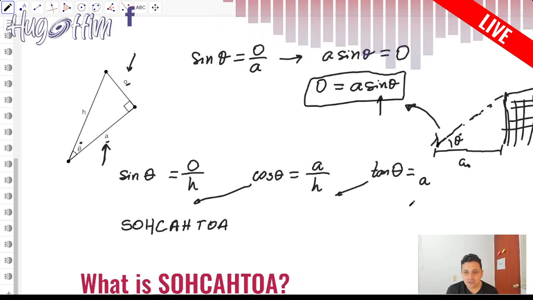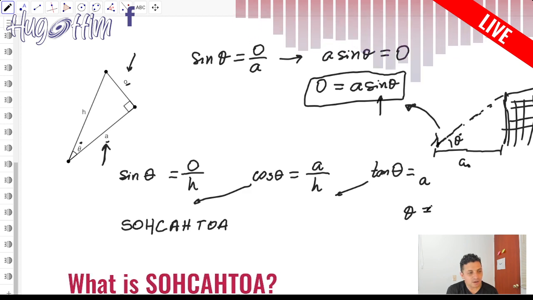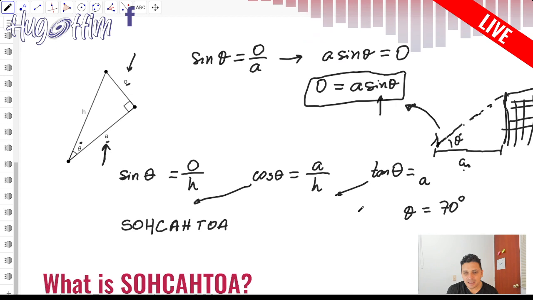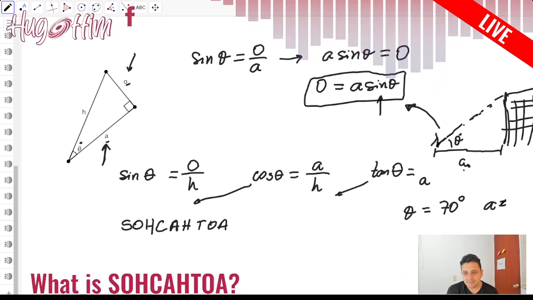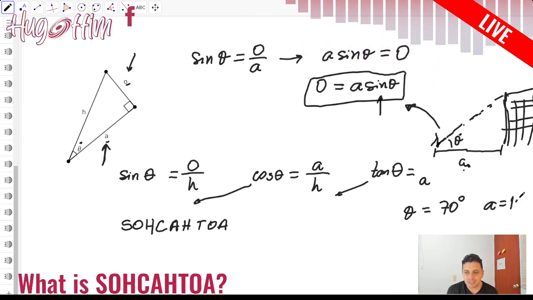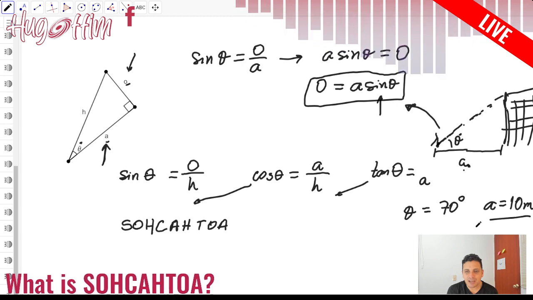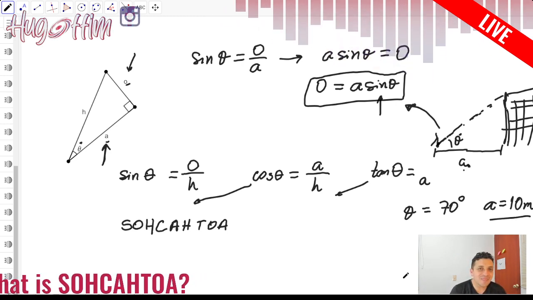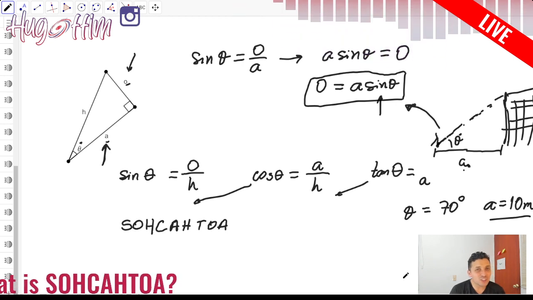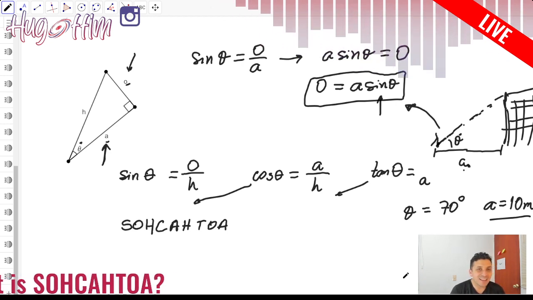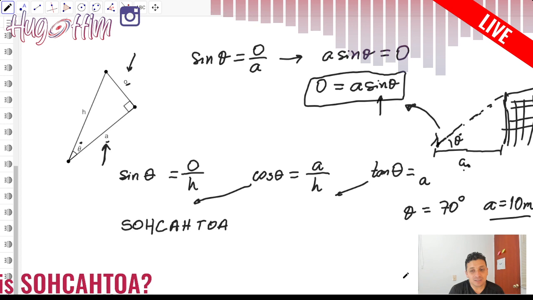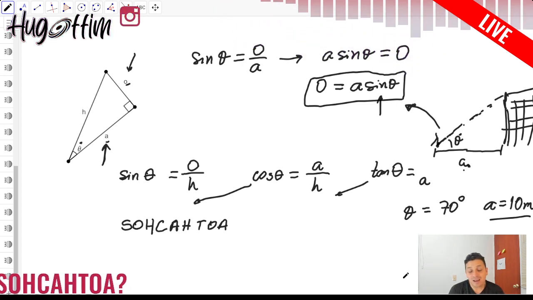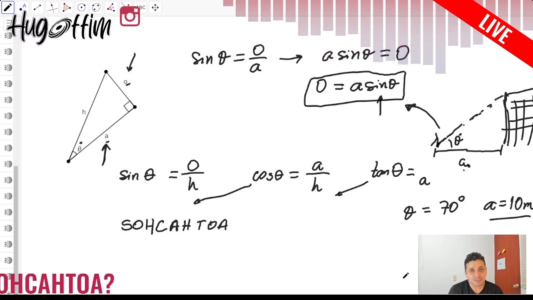Imagine that you measure an angle theta of 70 degrees and that the adjacent side is 10 meters. And tell me in the comments, just write me in the comments what will be the value of the height of a building if you measure a distance of 10 meters and an angle of 70 degrees.